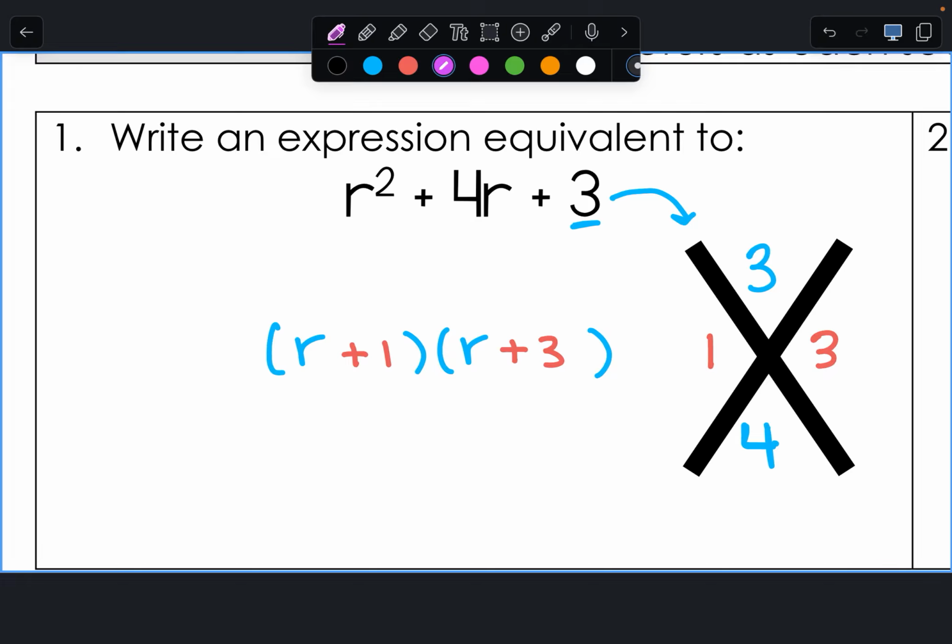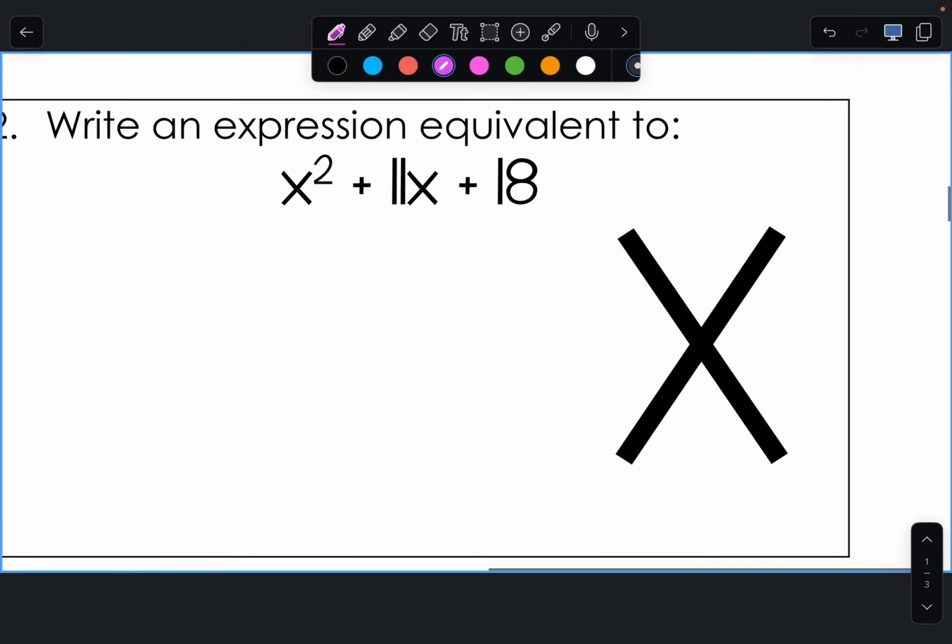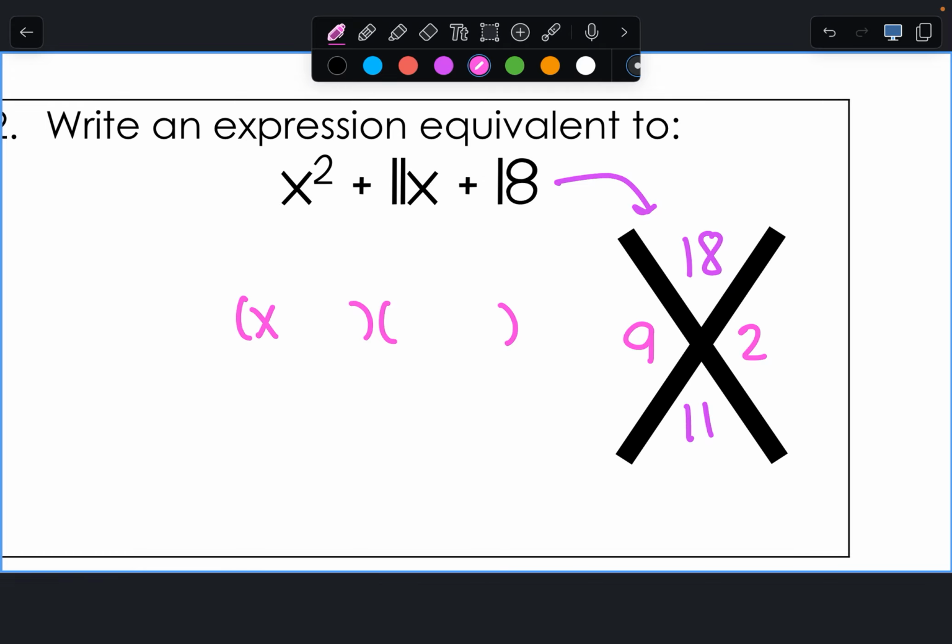Number 2. Last number falls to the top. Middle number goes to the bottom. So I need two numbers that multiply to get 18 and add to get 11. 9 and 2. So set up your binomial, split the x. x times x is x squared. One of them is positive 9, so plus 9. The other one's positive 2, so plus 2. Okay?